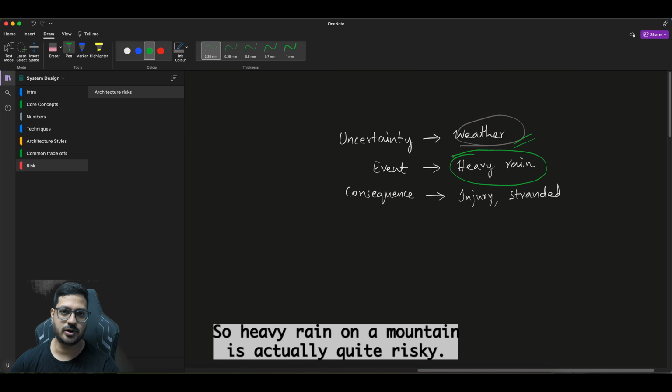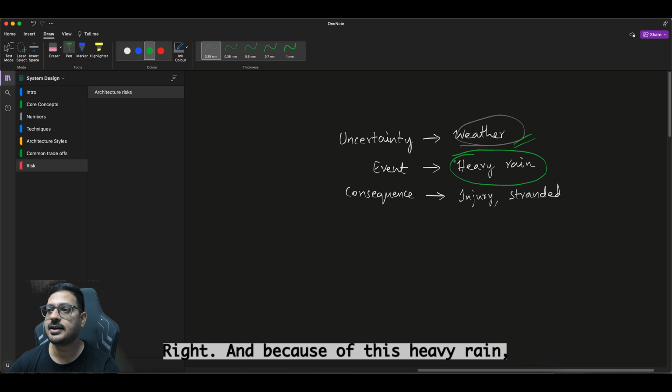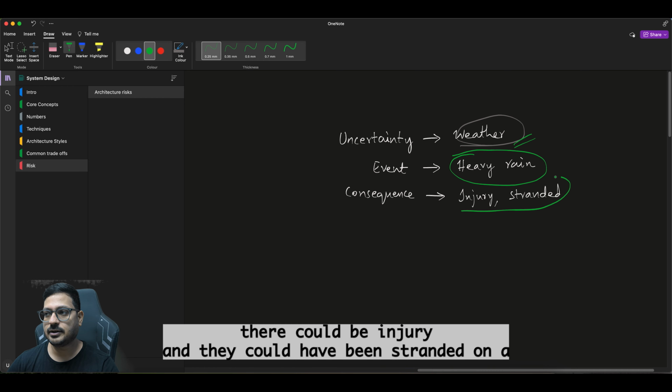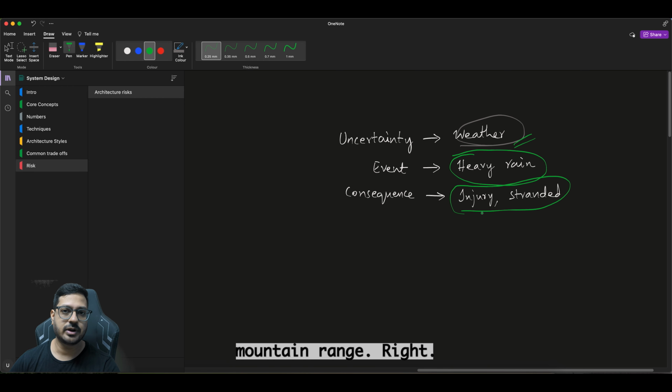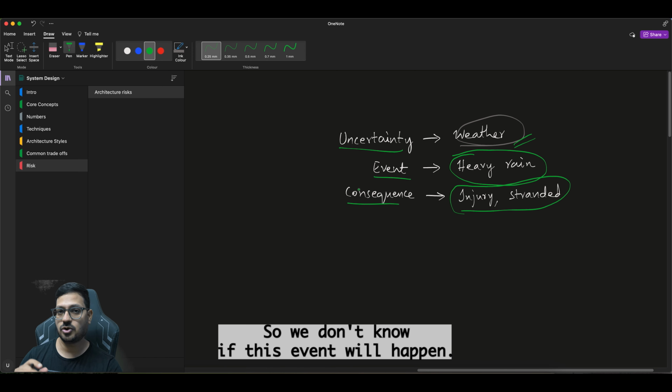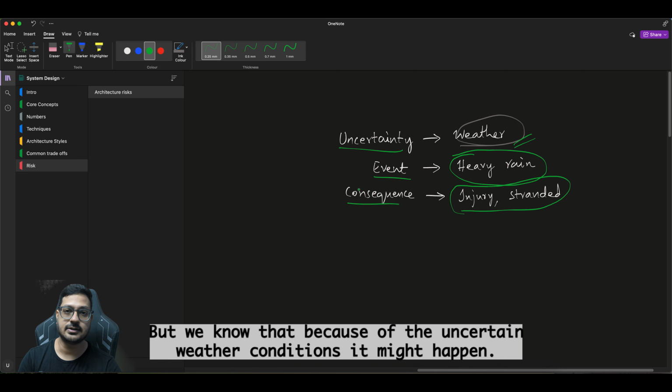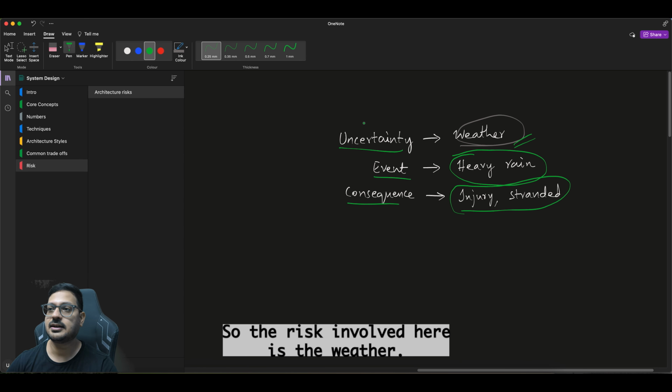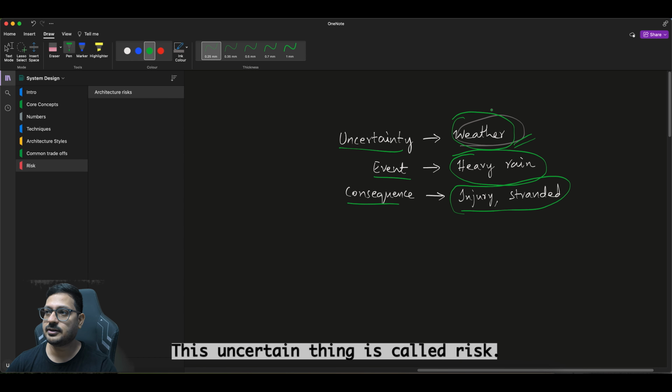Heavy rain on a mountain range is actually quite risky, right? And because of this heavy rain, there could be injury and they could have been stranded on a mountain range. So this is a consequence. There is uncertainty, there is an event, and there is a consequence, right? We don't know if this event will happen, but we know that because of the uncertain weather conditions, it might happen. So the risk involved here is the weather.